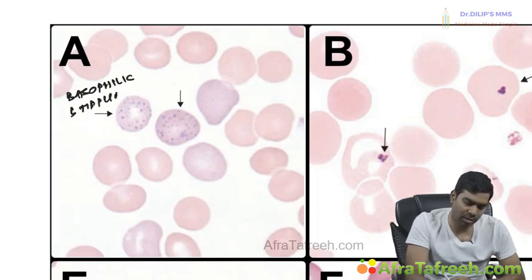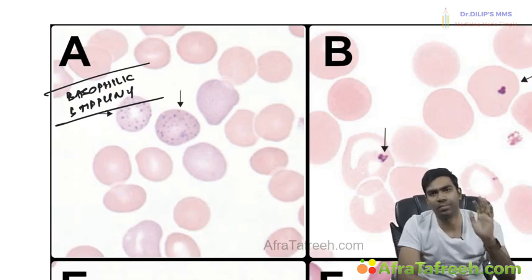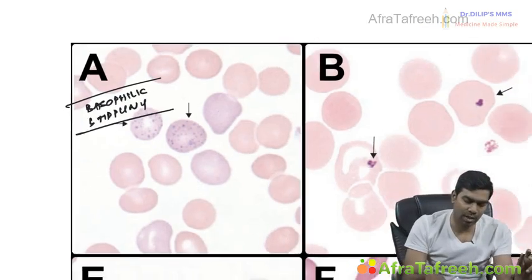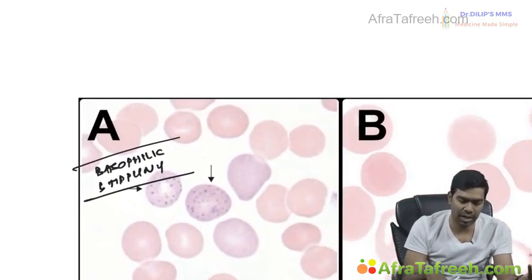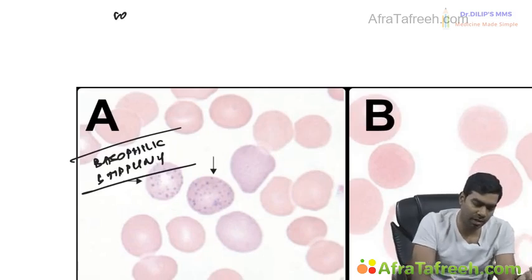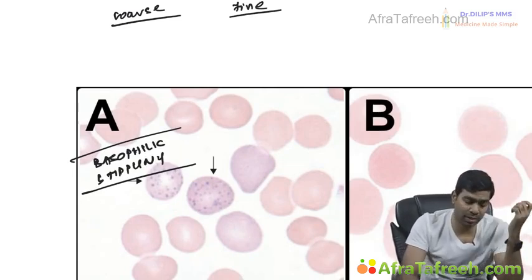You have a stippled appearance of the RBC. With blue colored dots, this is what we call basophilic stippling. If they ask you what the conditions are, a typical example is lead poisoning, where you see basophilic stippling. But apart from that, what are the conditions where you see basophilic stippling? You can tell whether it's a coarse basophilic stippling or a fine basophilic stippling. Where will you see a coarse basophilic stippling?